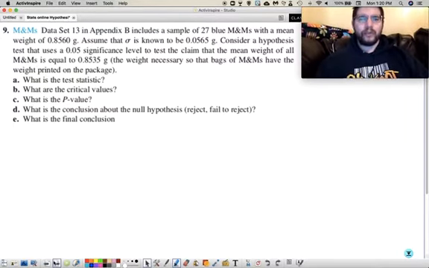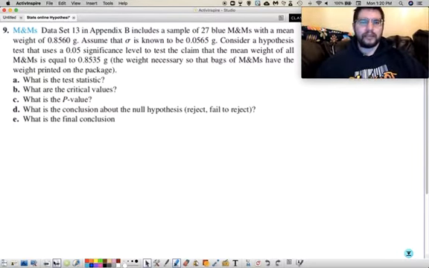We got 27 blue M&Ms with a mean weight of that. The sigma is known to be the same thing, so pretty similar. I got this from the homework set. It is extremely similar to the example problem. So write our conclusion or our hypotheses.